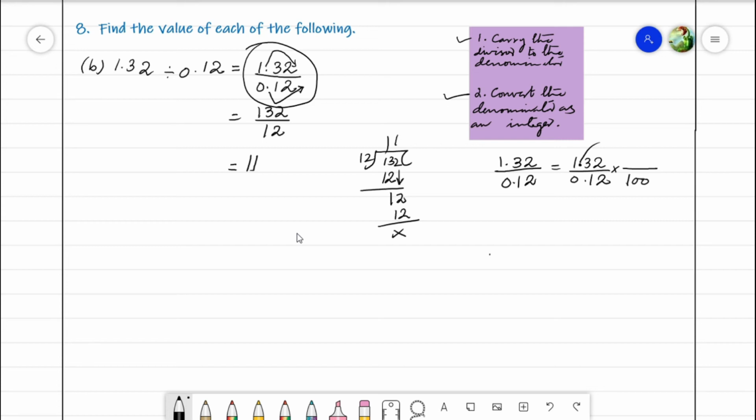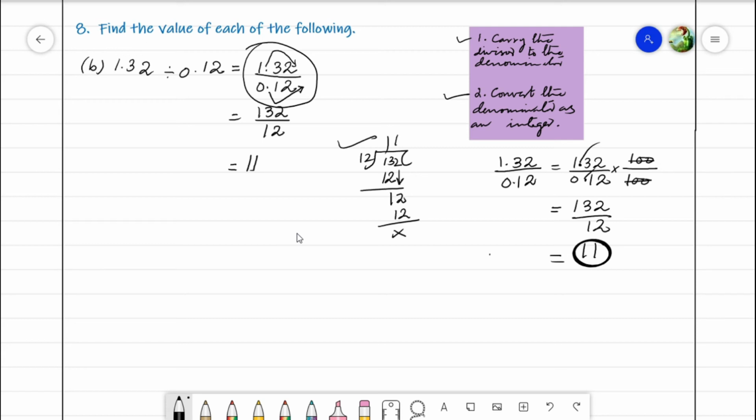Likewise here, when I remove the decimal from the denominator, there are two decimal places, so I will put 100 here also, and 100 and 100 will be simplified, and that would be 132 upon 12. And when I divide it as I have done here, that would be 11. So 11 would be our answer.